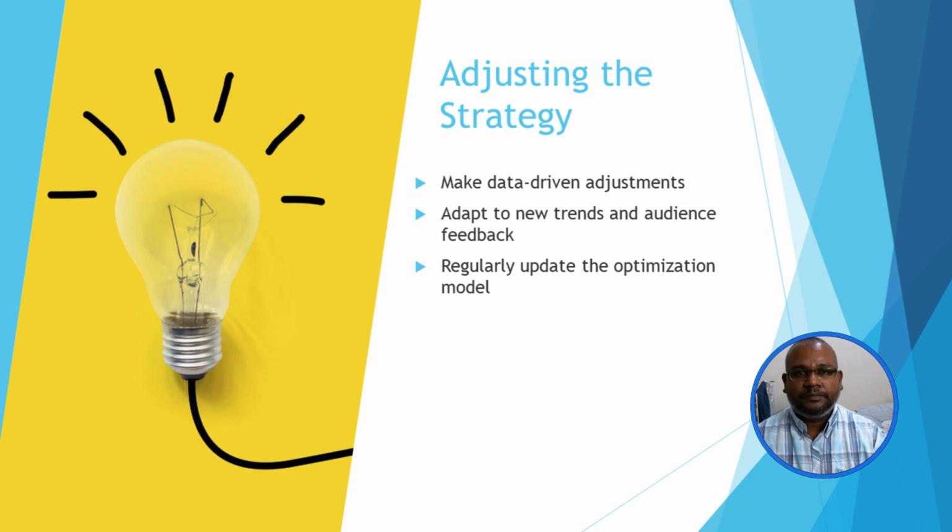Analyzing performance involves comparing actual engagement with the projected results from our model. Identify which types of content are performing well and which are not. This helps us understand audience behavior and performance. Based on this analysis, make data-driven adjustments to your strategy. Adapt to new trends, listen to audience feedback, and regularly update your optimization model to reflect the latest data.